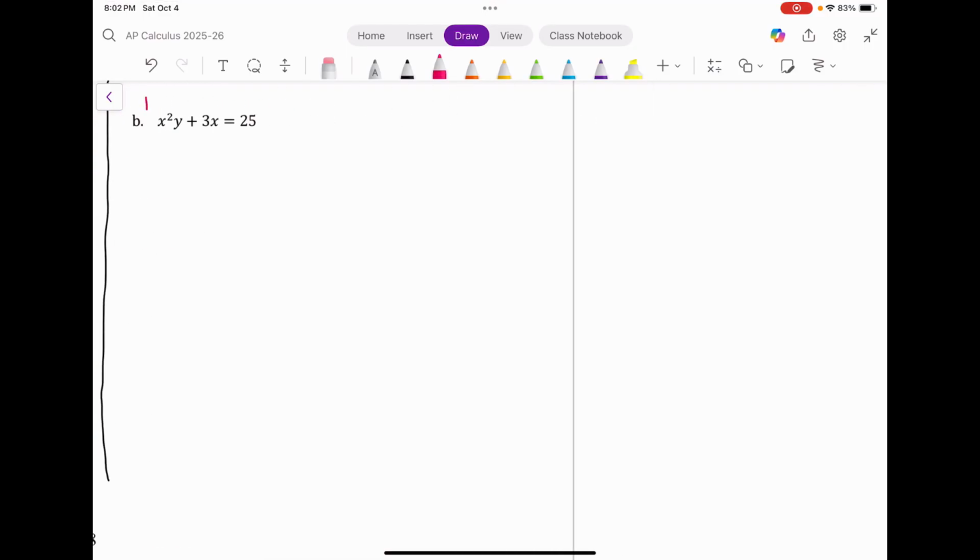Okay, so part B, same thing. We're going to take the derivative with respect to x of both sides. So we need to do the product rule here on this first term. So we'll have 2xy plus x squared, and then the derivative of y is dy/dx. All right, the derivative of 3x is 3, and then the derivative of 25 is 0.